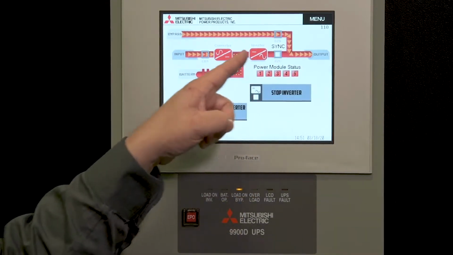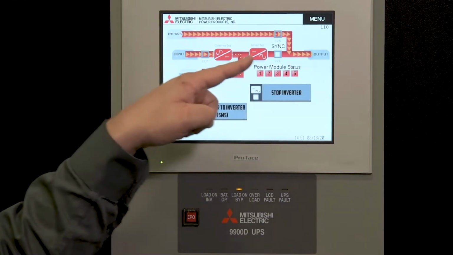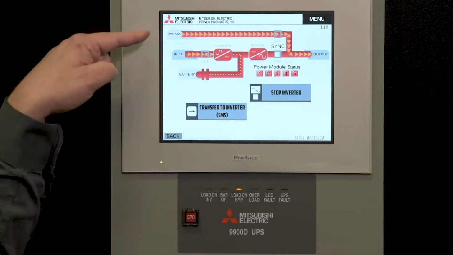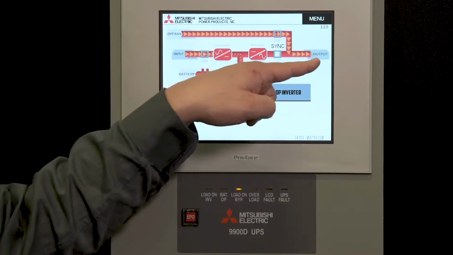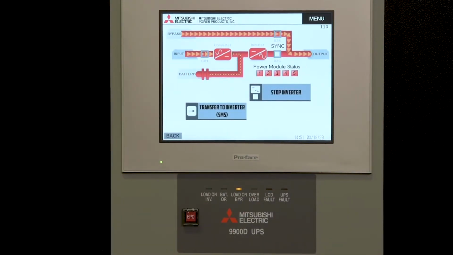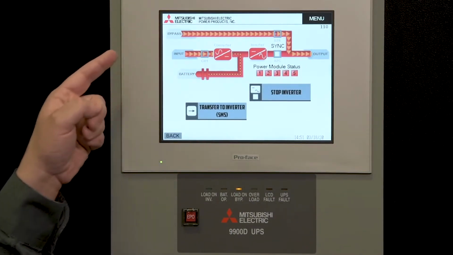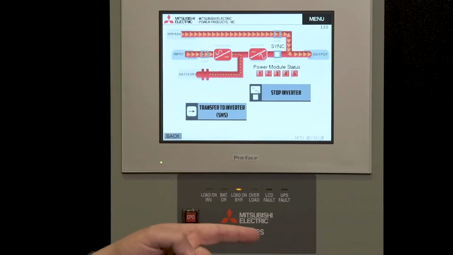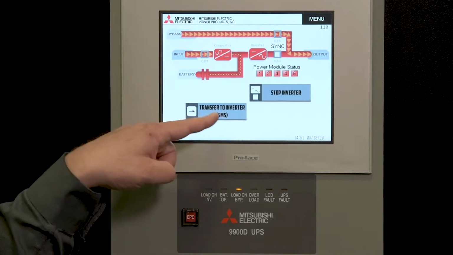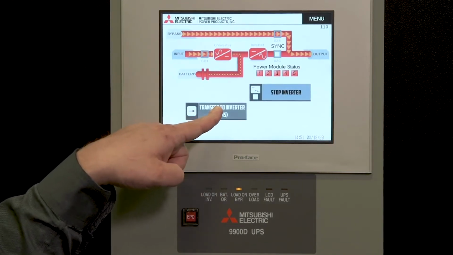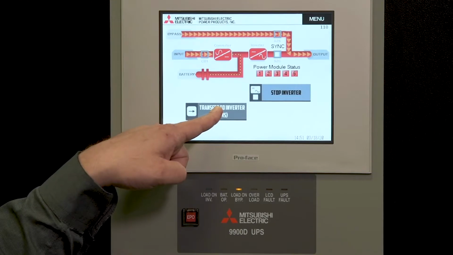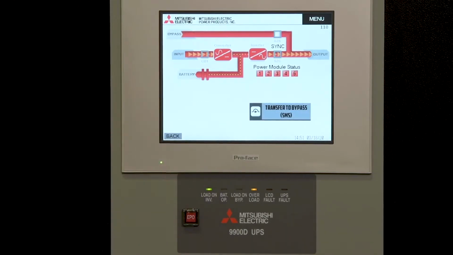As you can see, the output is no longer being sourced by the inverter section, it's now being sourced by the bypass path. We're also going to capture the UPS moving from bypass back to inverter to show how the UPS responds in that event as well. So now we're going to transfer the UPS back to inverter, and we're going to demonstrate both operations on our other screen where we look at full waveform capture.